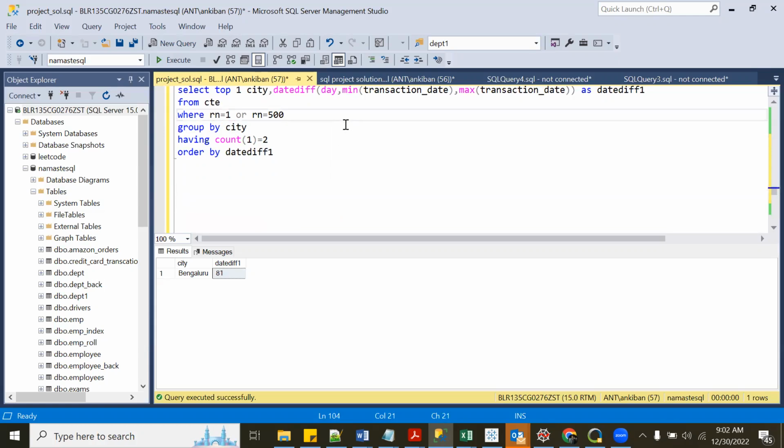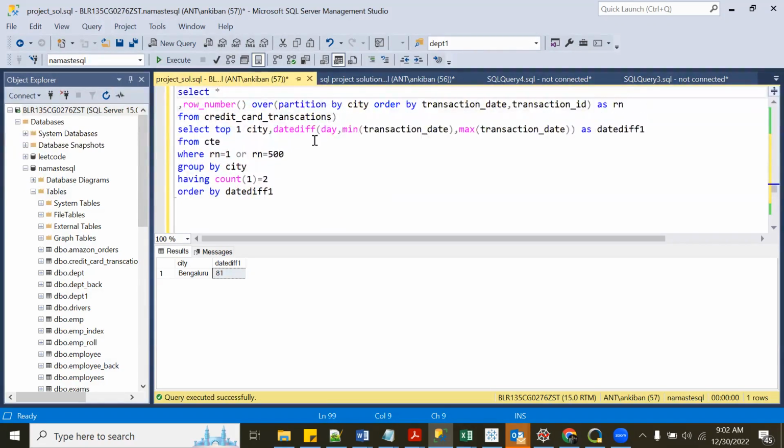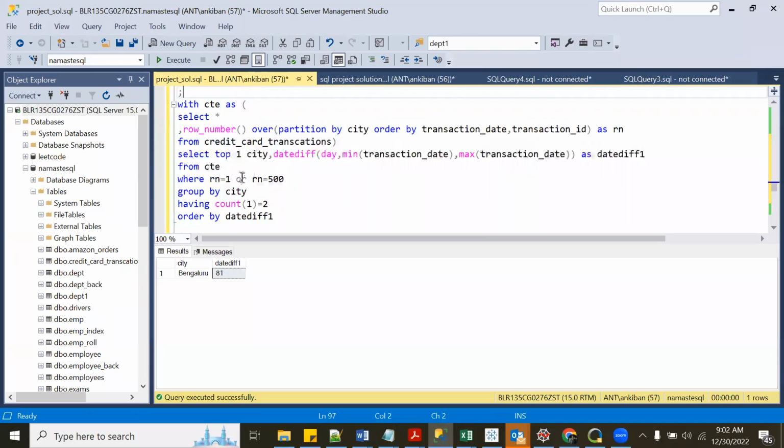Ankit, you're doing WHERE Rn is equal to 1 OR Rn is equal to 500, right? So we can directly use WHERE Rn is equal to 1 AND Rn is equal to 500 and remove the OR clause, right? Okay. Think about it. How does the WHERE clause work? It will give an error, sir. It will not give an error. It will not give anything basically. Let me explain to you.